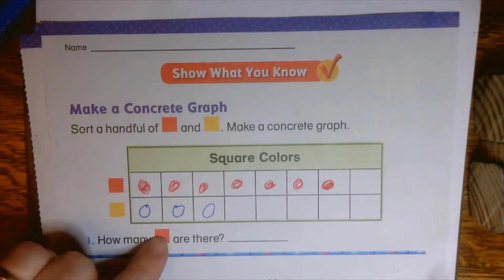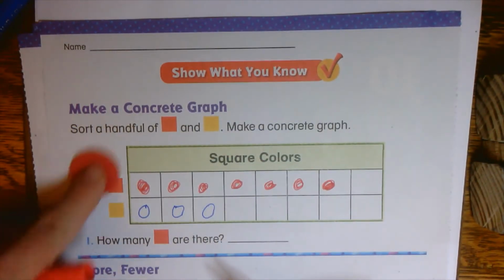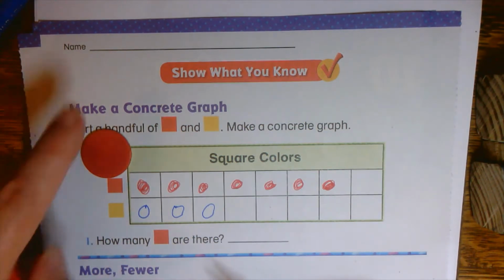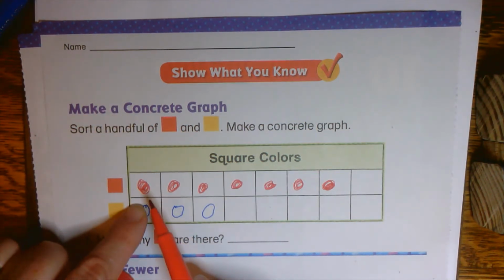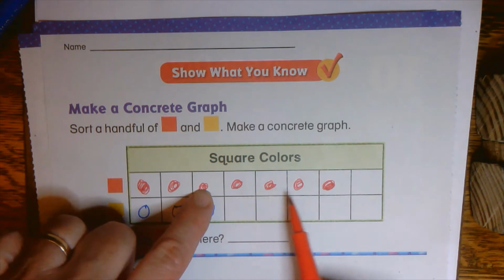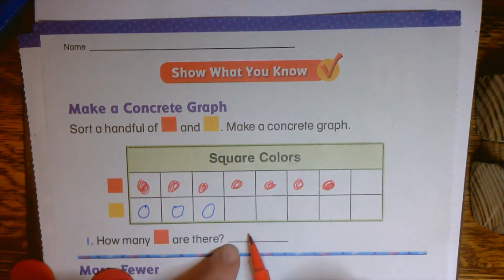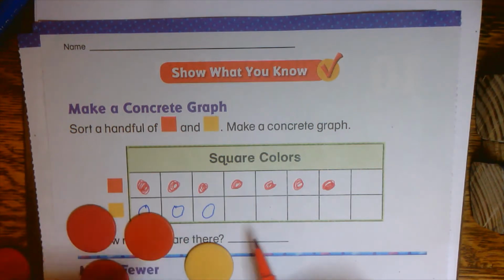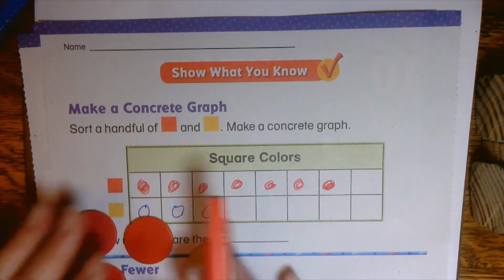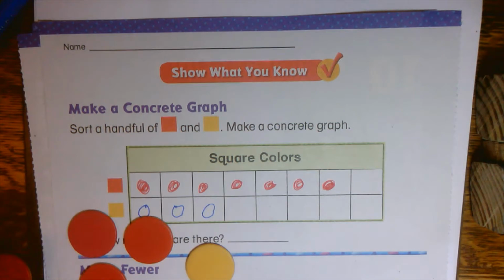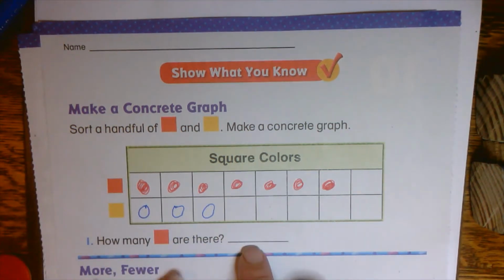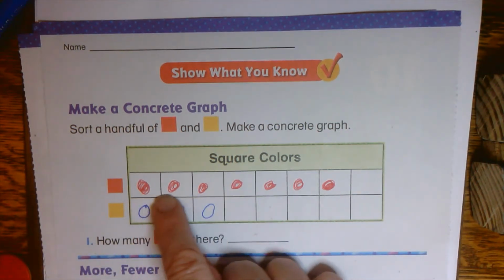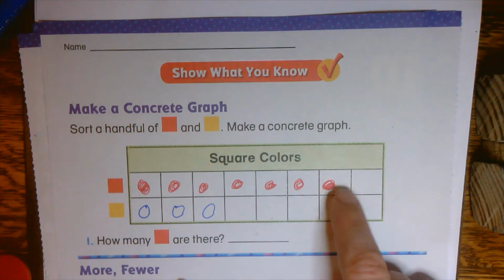Then the question, how many red color tiles are there? We'll substitute our red counters, and we can count that: 1, 2, 3, 4, 5, 6, 7. But you may have a different number here because you started out with a different number of counters, and your counters might have come down with different colors than mine did. So your answer probably is not going to be 7. Your answer needs to agree with what you have here in your graph.